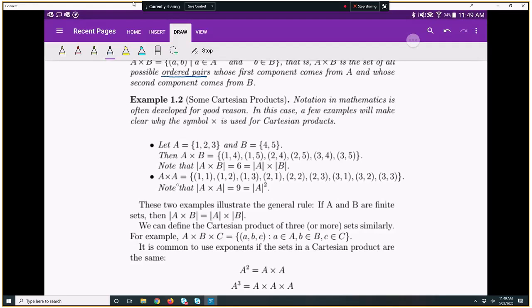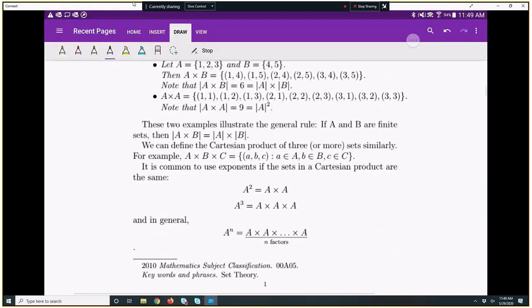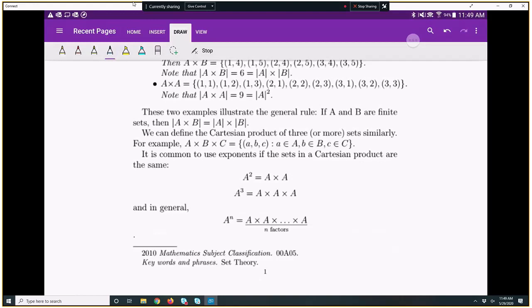Or we could also have done A cross A. So you can cross a set with itself. And here we see that we'd have (1, 1), then (1, 2), then (1, 3), and so on. And the cardinality of A cross A is 9, which is the cardinality of A times the cardinality of A, or the cardinality of A squared. So from this, we see the general rule, which is that if A and B are of finite cardinality, then the cardinality of their Cartesian product is going to be the multiplication of their cardinalities.